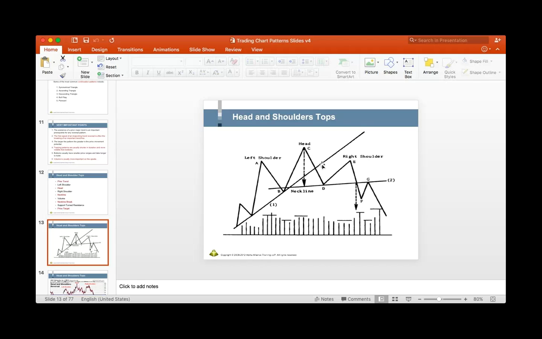Okay, which is actually this C minus the neckline. Okay, that is how long it will take to hit the price projection. Okay, so quite a few things over here.